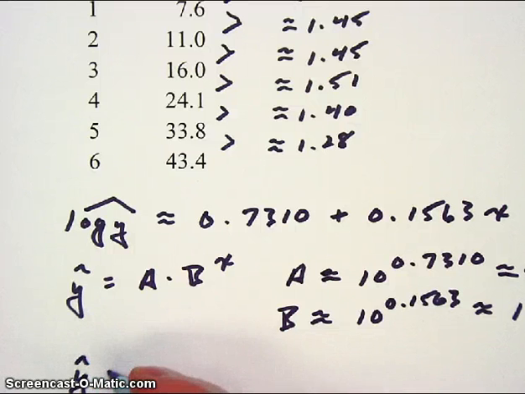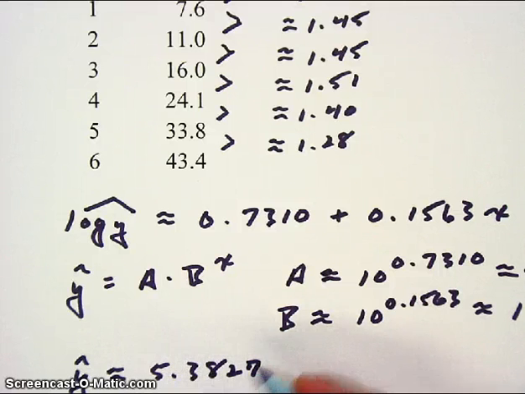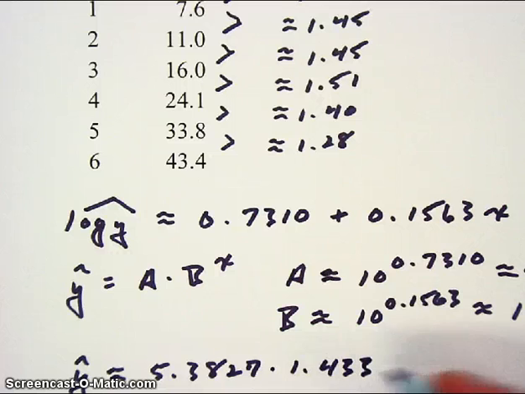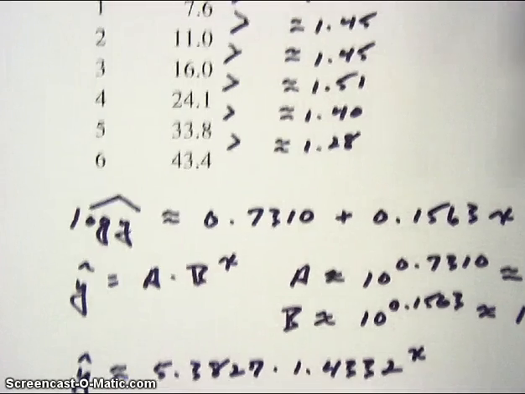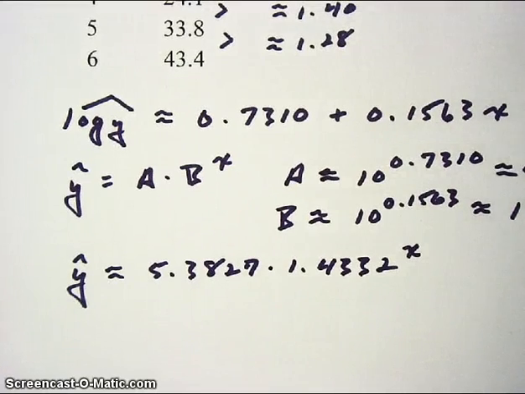So our exponential model looks like this. Y hat is approximately equal to 5.3827 times 1.4332 to the x power. And that's our exponential model, and that's the model that we should use when we're trying to make predictions.